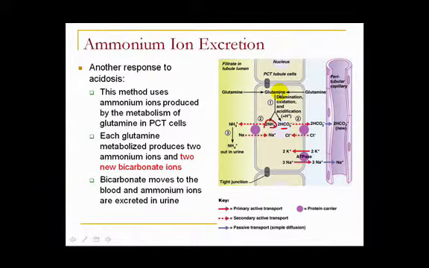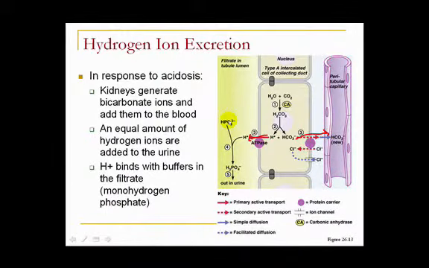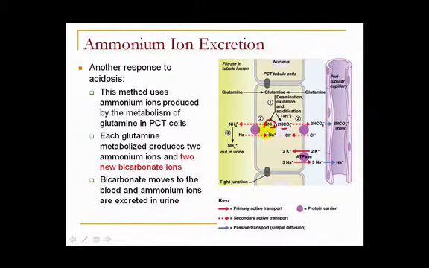2 ways you can produce new bicarbonate is from carbon dioxide or from amino acids. But in any case, you're reabsorbing the bicarbonate, you're excreting the hydrogen. The hydrogen is either getting excreted directly into the lumen and binding to a phosphate buffer, or it can bind to produce ammonium.